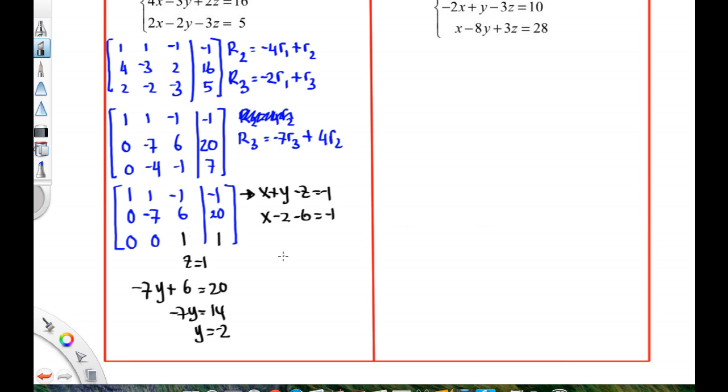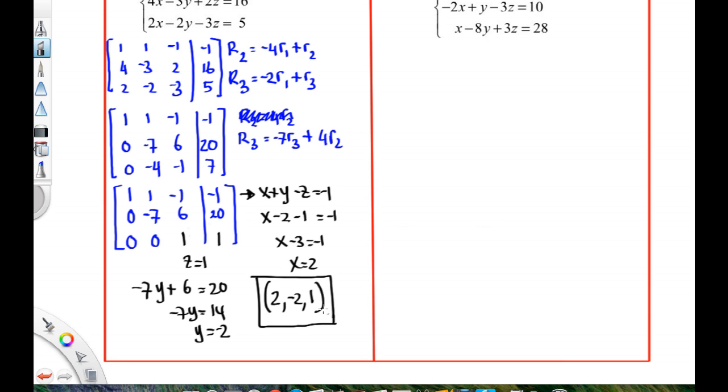No, when I talk I make mistakes. z is actually just 1, right? Is equal to a negative 1, so x minus 3 is equal to a negative 1, so x is equal to 2. So my final answer here would be the ordered triple 2, negative 2, and 1. And then that is the solution.